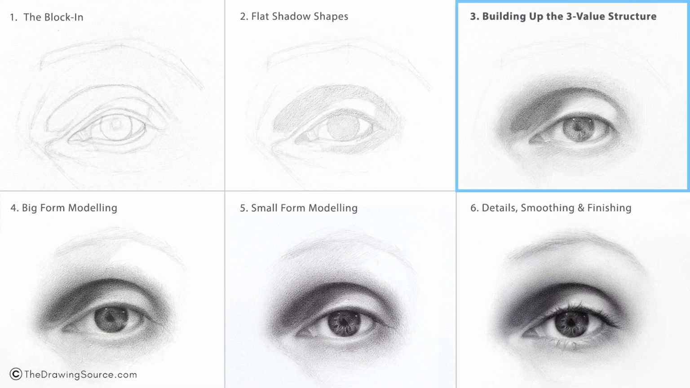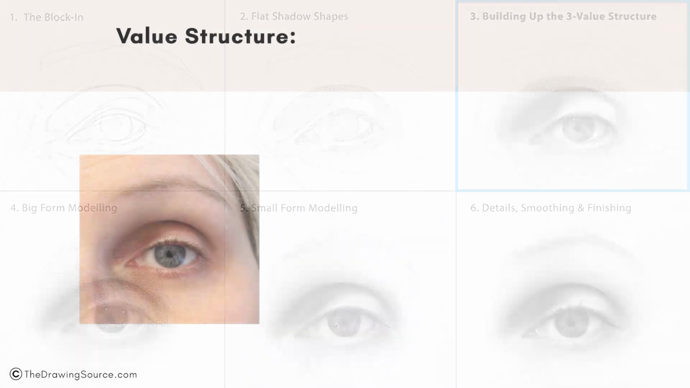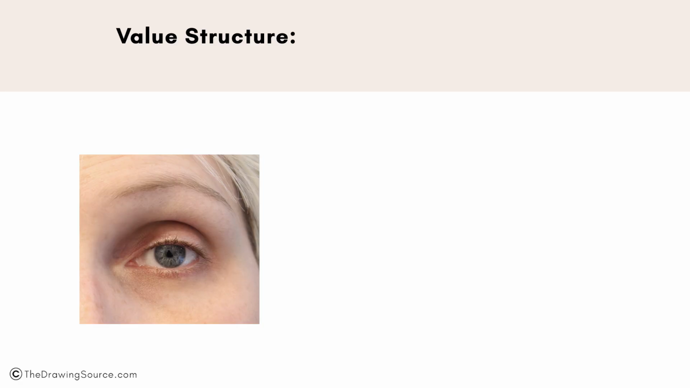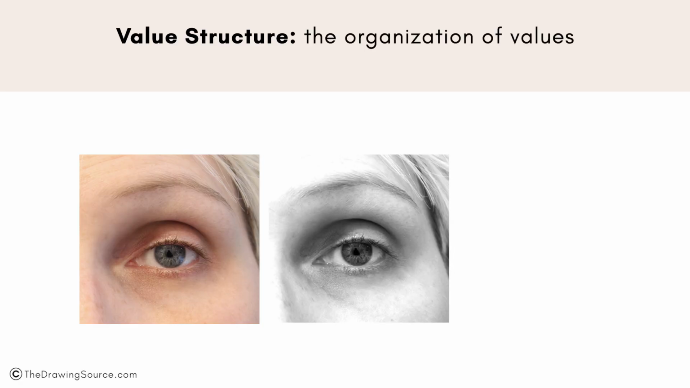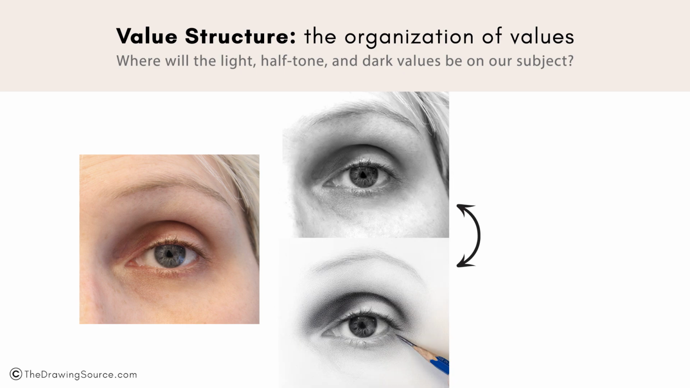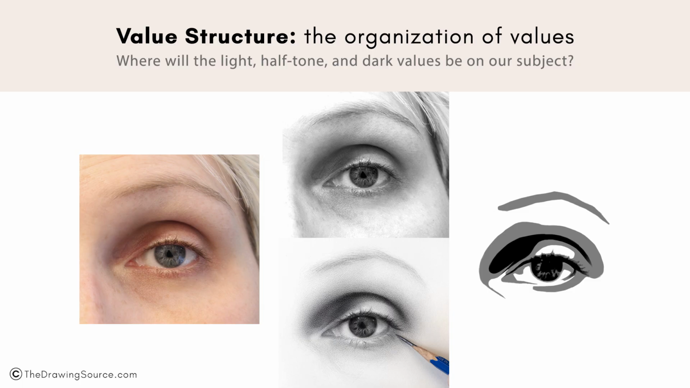3. Building up values, keeping the 3-value structure in mind. Before we start shading, we need to determine the value structure of our subject. This is the organization of our values. Where will the light, halftone, and dark values be on our subject? If these value relationships don't resemble the value relationships on our subject or reference, we simply won't create a realistic, natural-looking drawing. You can learn and practice drawing 3-value studies and creating effective value structures in the eye drawing intensive.